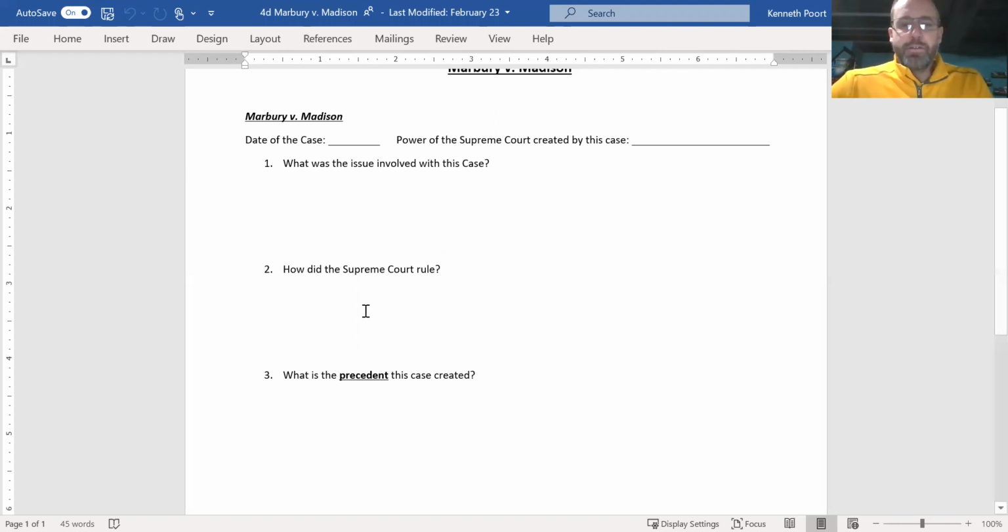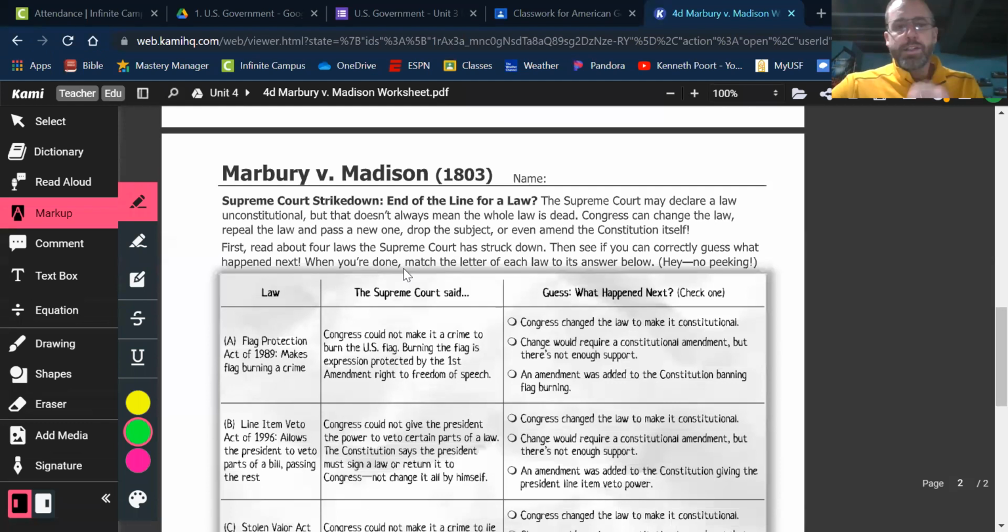Again, if you're still filling that out, just hit pause so you can finish that. And then once you're ready, play again so you can move along with me. So let's go back to that page, and we'll go down to the second part.